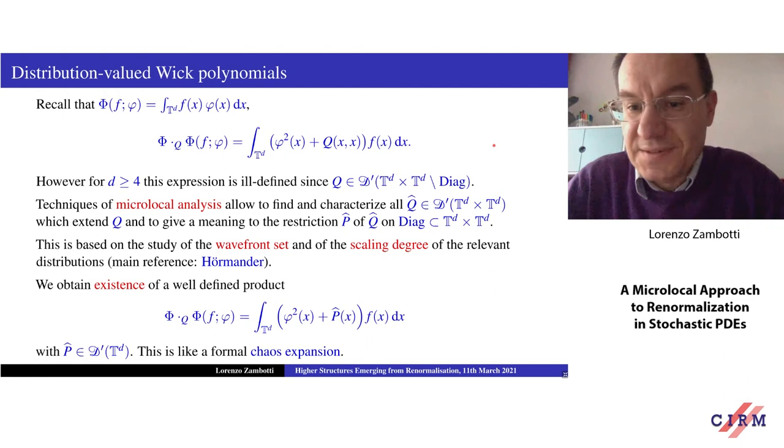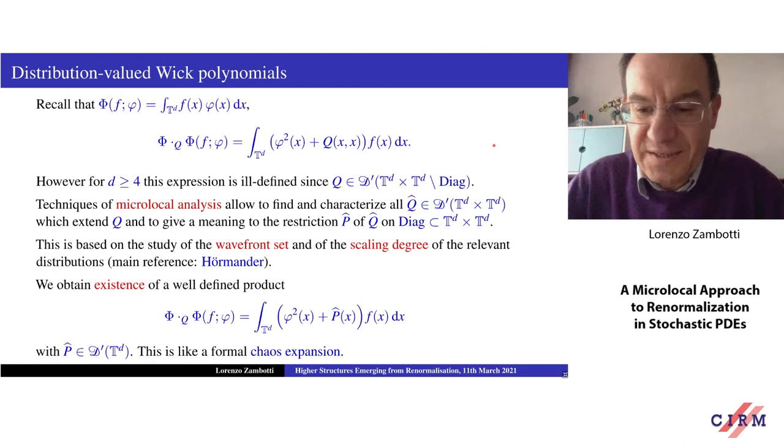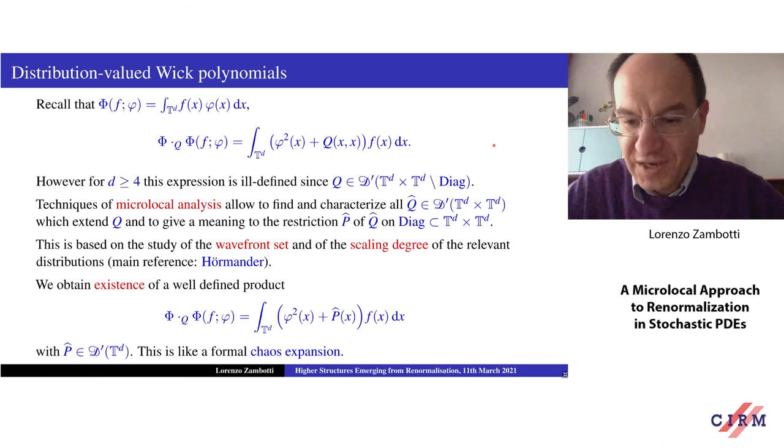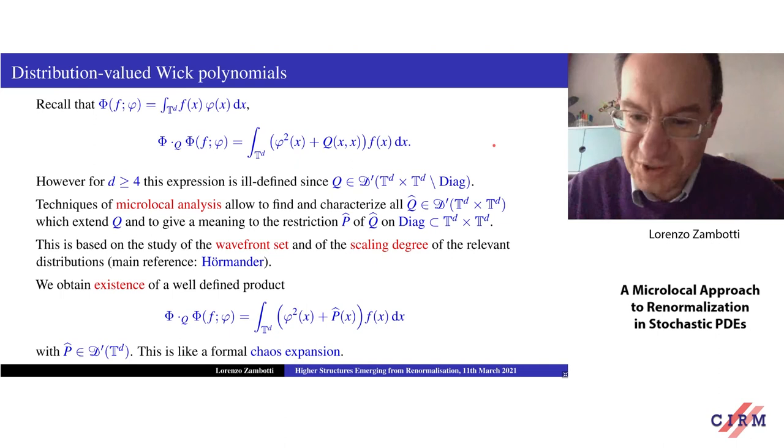You will have multiple choices, and the renormalization consists in choosing one of these extensions. And then, by the particular structure of this functional, you can also give a meaning to the restriction p hat of this extension q hat on the diagonal. So it is somewhat curious. You start from a q which is defined everywhere outside the diagonal, and you end up with one object which is on the diagonal.